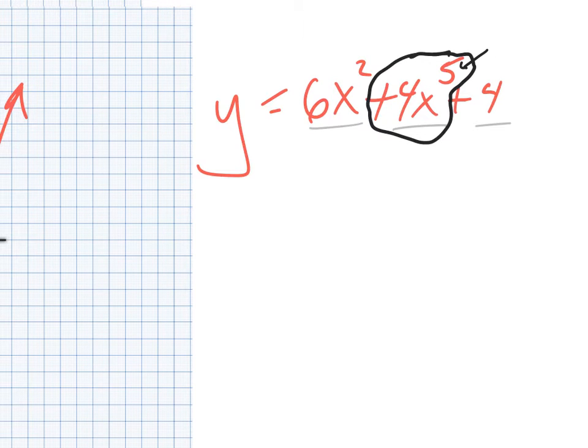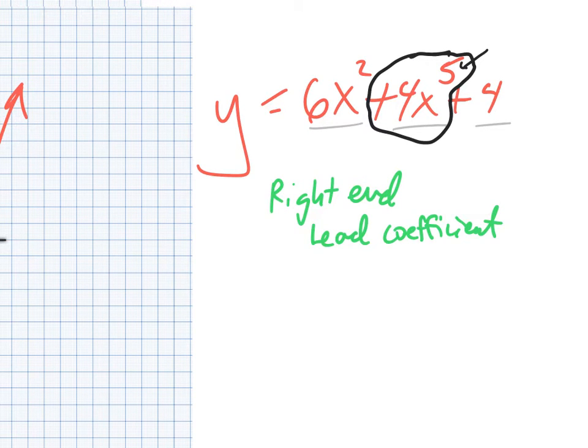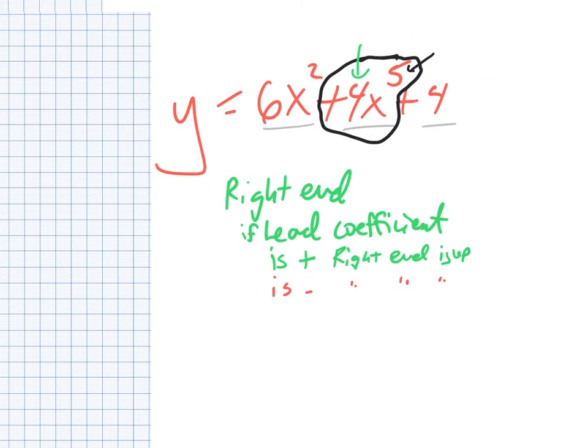The thing that tells you the right end of the graph. Take notes on this. Write this down. The right end comes from the lead coefficient. The number in the front of the lead term. If the lead coefficient is positive, then the right end is up. If the lead coefficient is negative, then the right end is, take a wild guess, down.